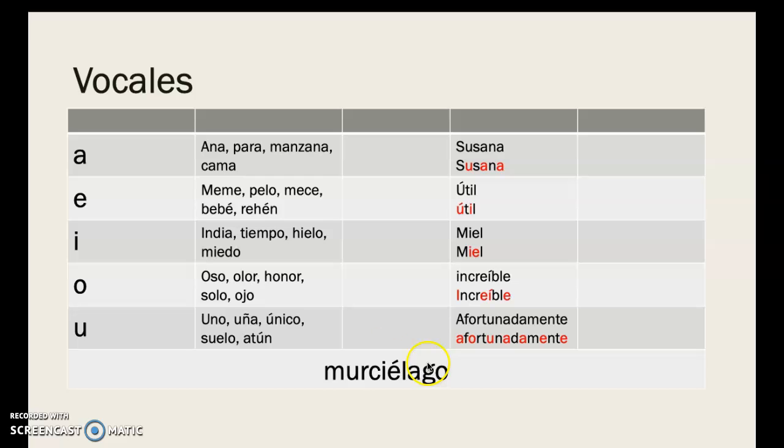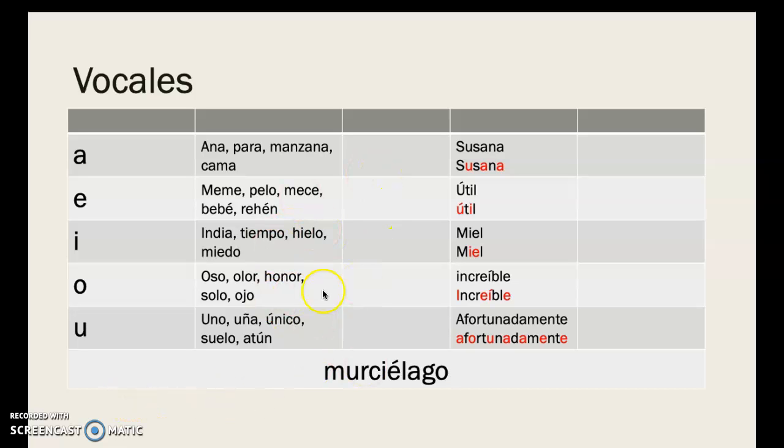Here I just wrote a word which is, to my knowledge, the only word in Spanish that includes all the vowels once without repetition. Murciélago, which is bat, a bat, like Batman, murciélago. Okay, so Batman in Spanish will be el hombre murciélago.